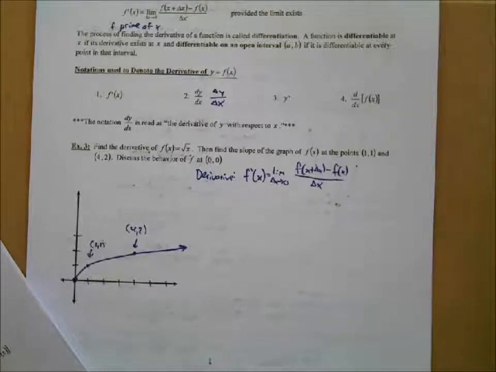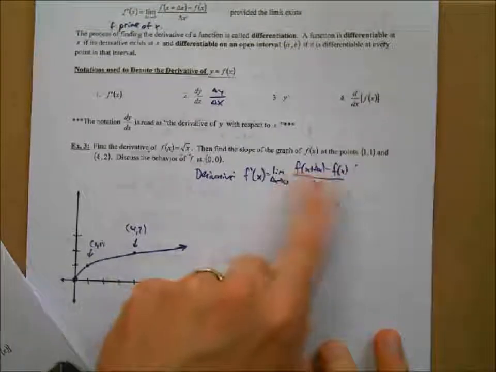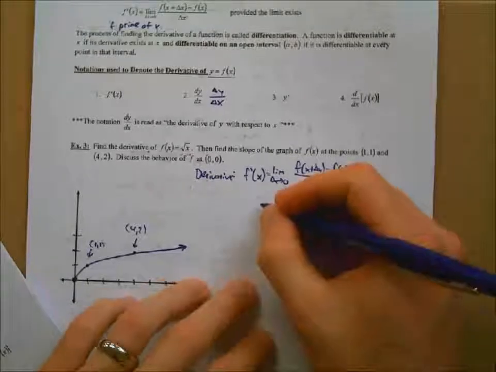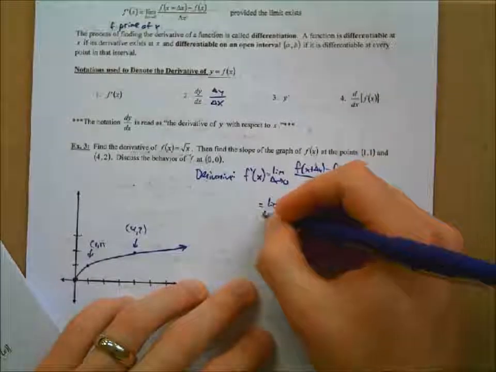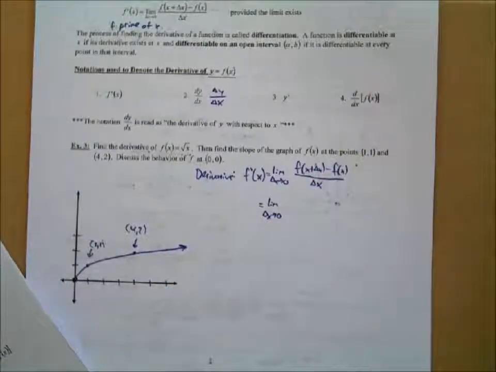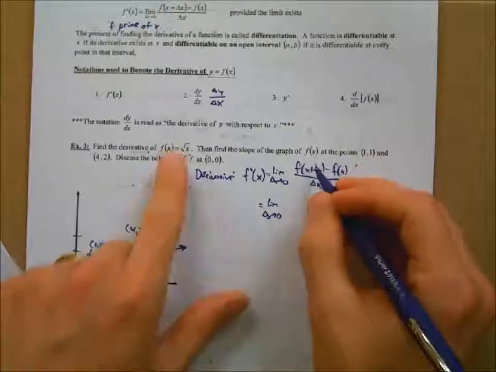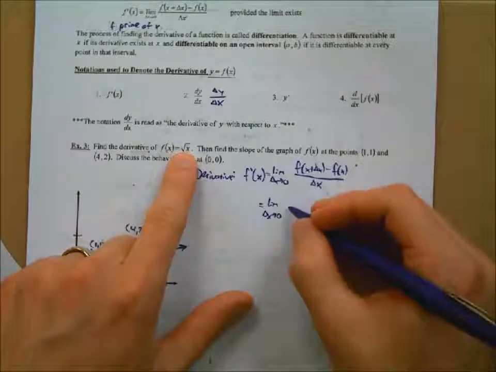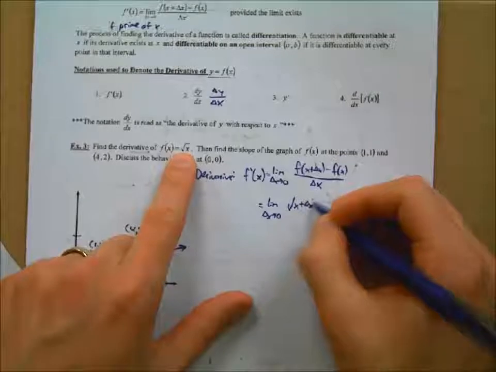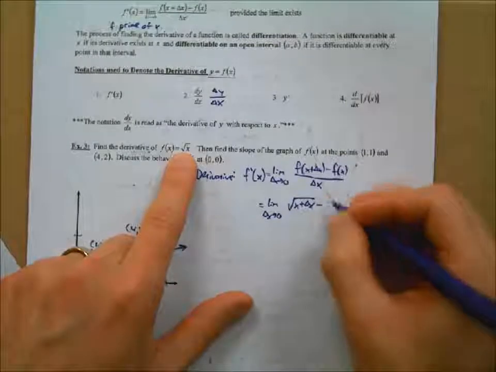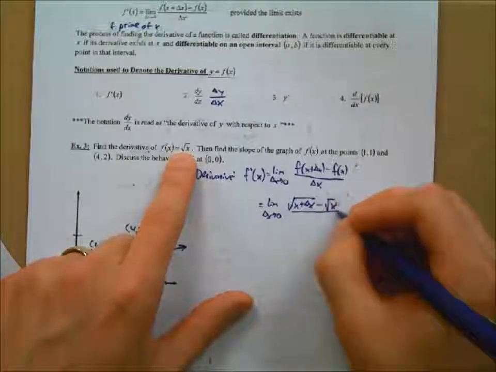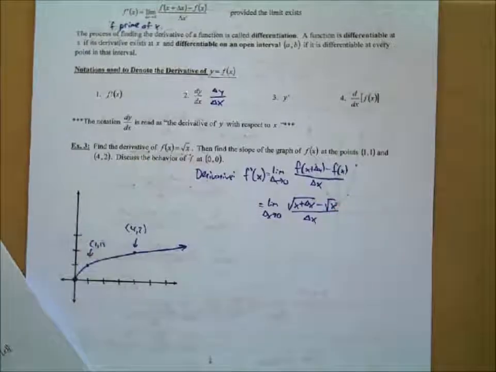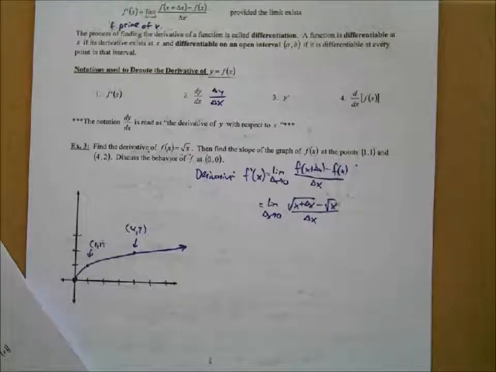And again, I am not going to plug in x values here. I'm going to leave the x there, and we'll just take the derivative using the generic x value. Okay, so f of x plus delta x, well, that's going to be the square root of x plus delta x, minus f of x, which is the square root of x, all over delta x, like so. Okay, so again, there's that substitution.